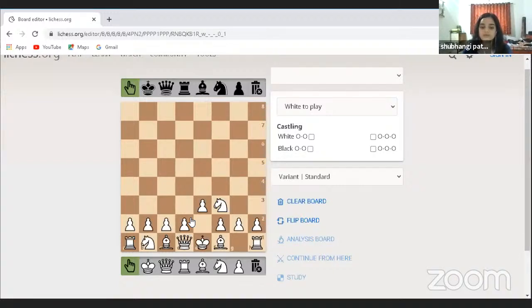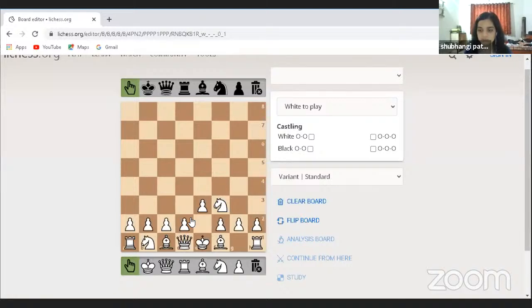So I'll repeat it once again. The short forms which we are going to use for writing the moves: for rook, R. For knight, N. For bishop, B. For king, K. For queen, Q. For pawn, P. All of you have written?